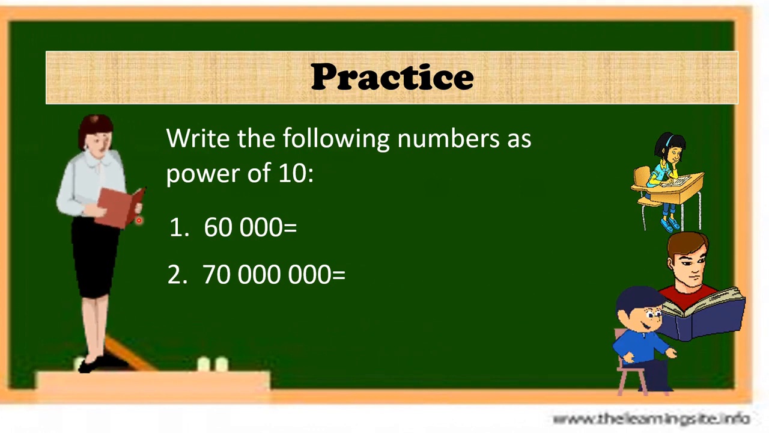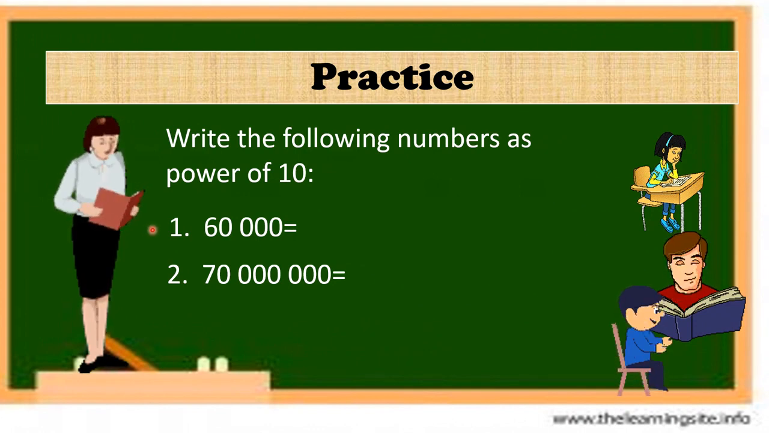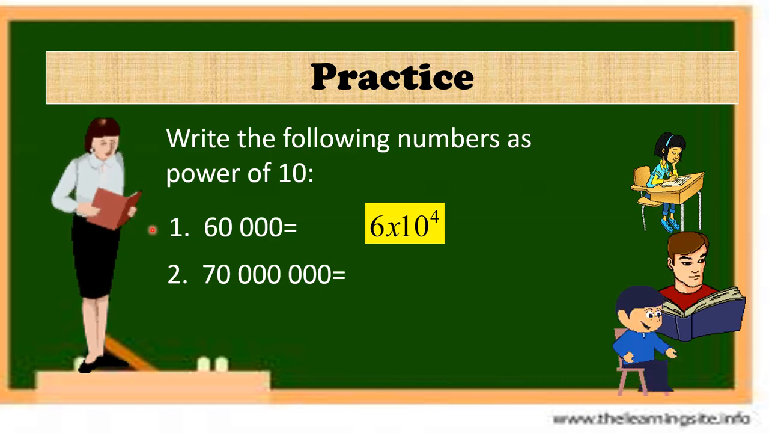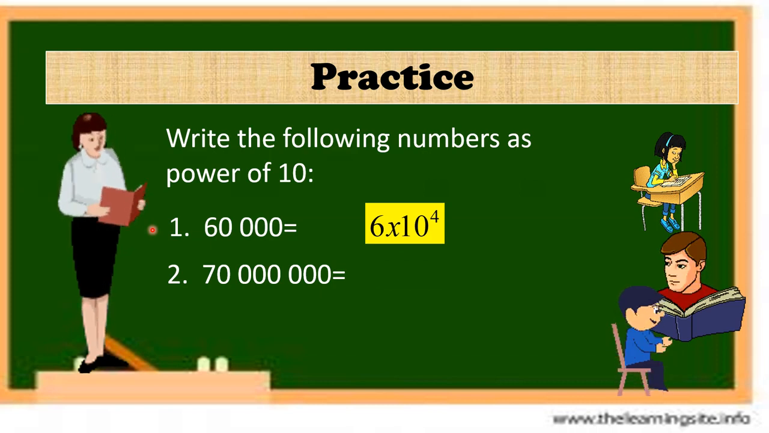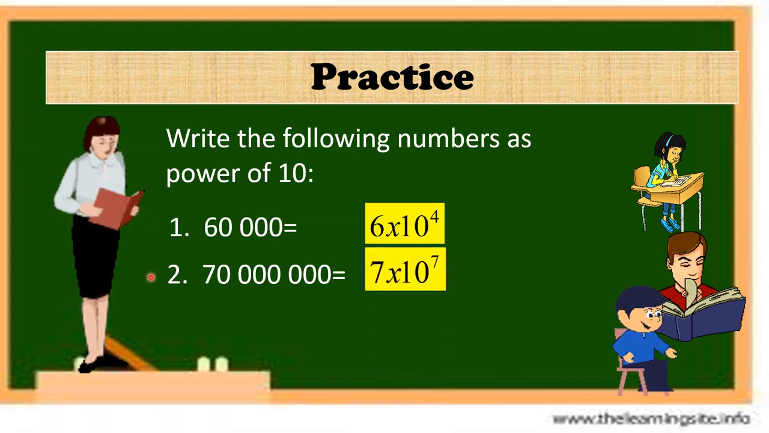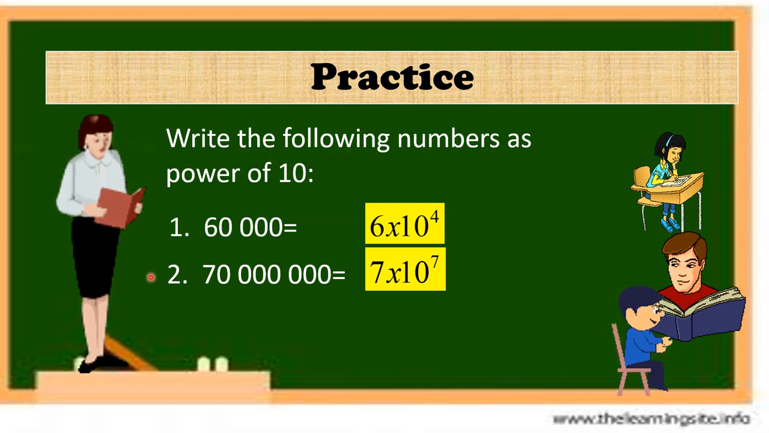Now ready to answer the problem. Number 1 is 60,000. That is 6 times 10 raised to the 4th power. We have number 2. Number 2 is 70 million. That is 7 times 10 raised to the 7th power. Did you get the correct answer? Very good.